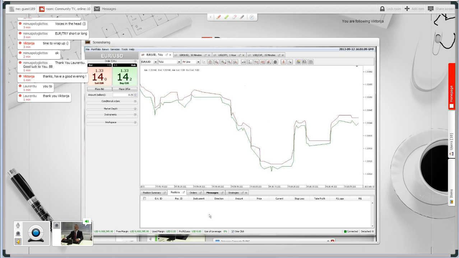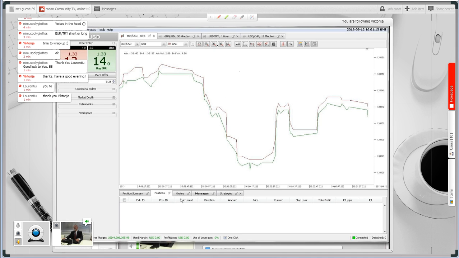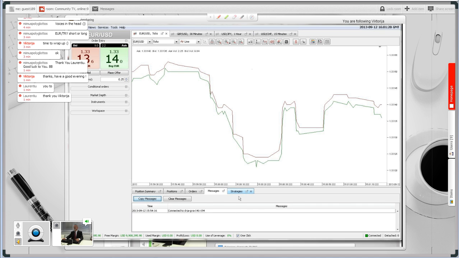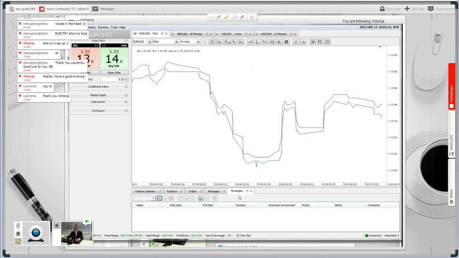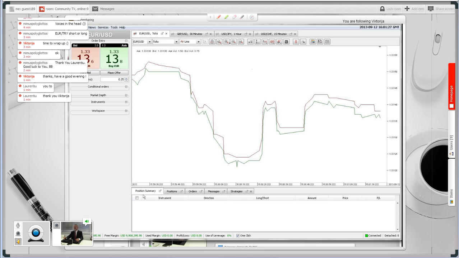On the below side, you have the position summary, the positions, the pending orders you can have, the messages, and the strategies you could have on the platform. We will check the different elements in the future.